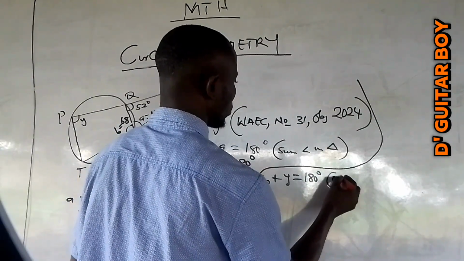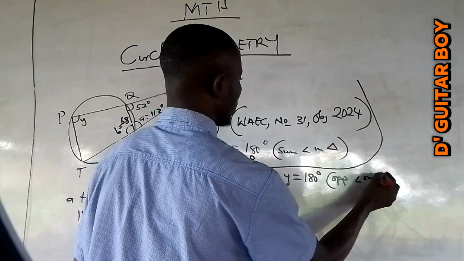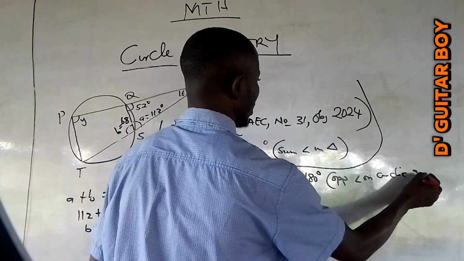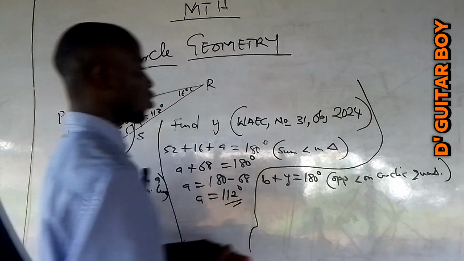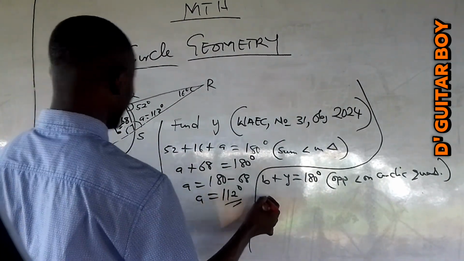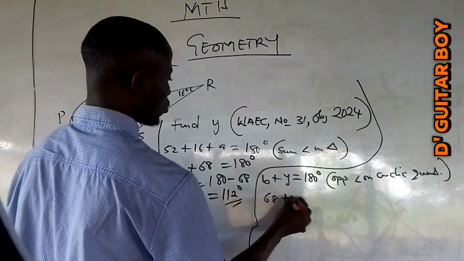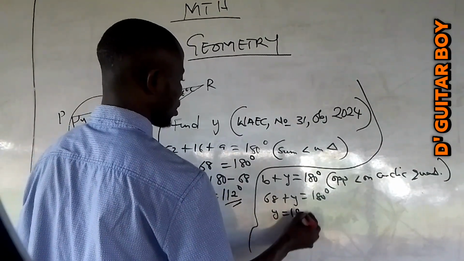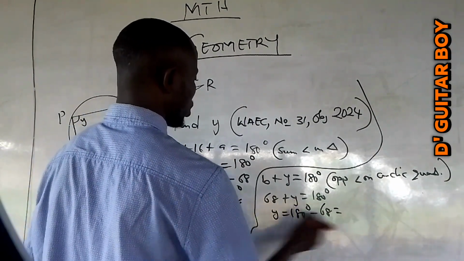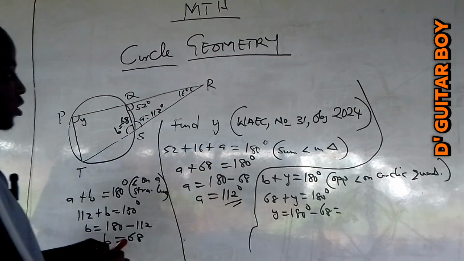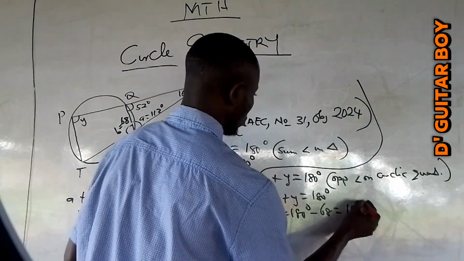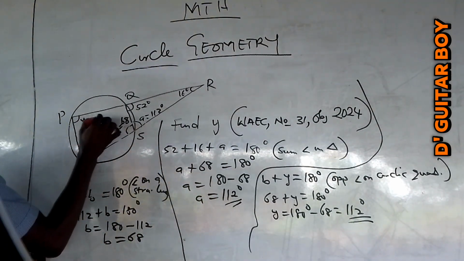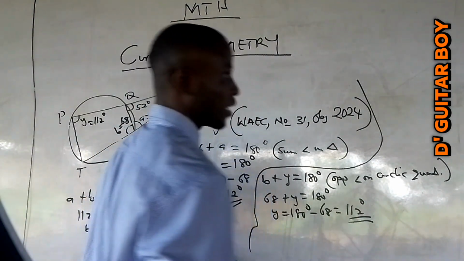What's the reason? Opposite angles of a cyclic quadrilateral add up to 180. From here, you already know B to be 68, so 68 plus Y is equal to 180 degrees. Y is equal to 180 minus 68, which is 112 degrees. So Y is equal to 112 degrees. This is our final answer.